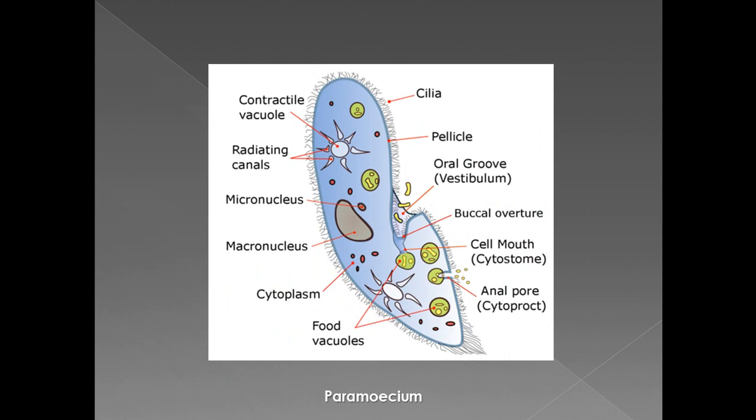This is the diagram of paramecium. A shoe-like structure is called paramecium. You can see all the labeled parts of the paramecium. For example, cilia, these are the movable parts of paramecium. Pellicle, the outermost boundary, is called the pellicle. Oral groove, vestibulum, buccal overture, cell mouth, cytostome, anal pore, that is called the cytoproct, food vacuole, cytoplasm, macronucleus, micronucleus, radiating canals, contractile vacuole. These are the main parts of the paramecium.